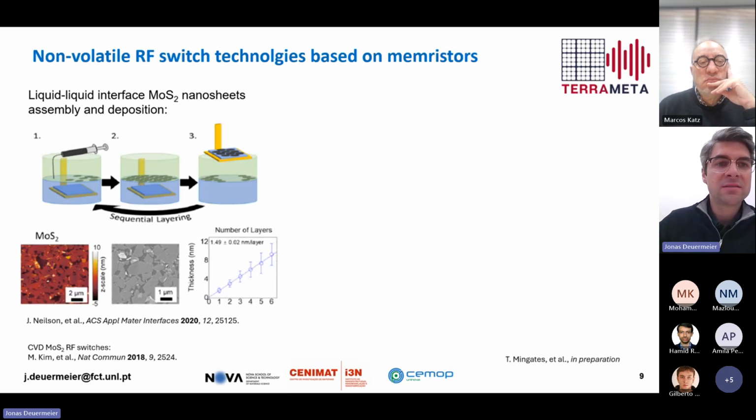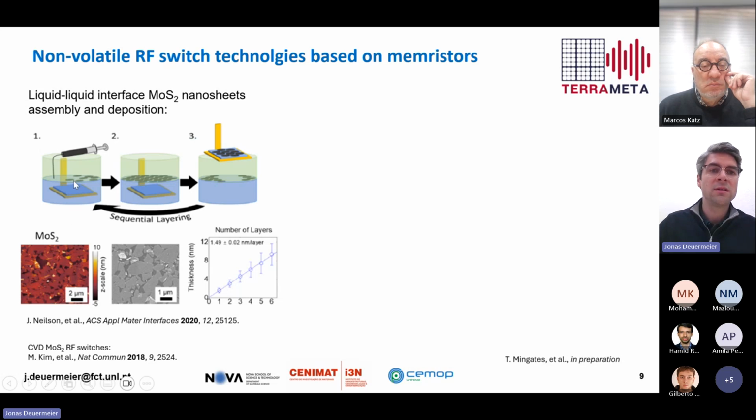So concerning the devices made in the Terrameta project, since this is work that is not published yet, but in preparation, I'm not sharing everything, but one aspect that we do differently is the way we deposit the MoS2. We use a non-vacuum process that is also reported in literature, and it utilizes a liquid-liquid interface assembly technique, where you're basically having two liquids with different surface energies, so they form two phases, just like oil and water together, which may be a good analogy.